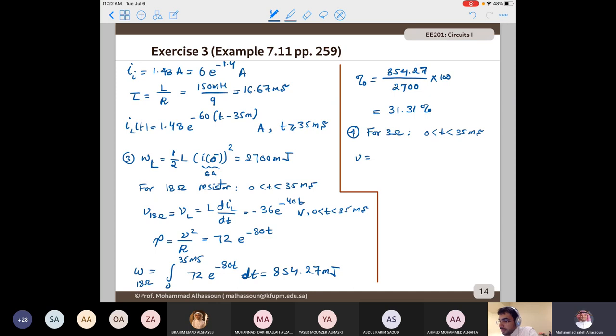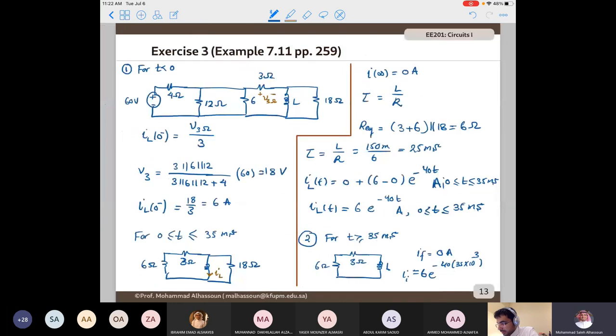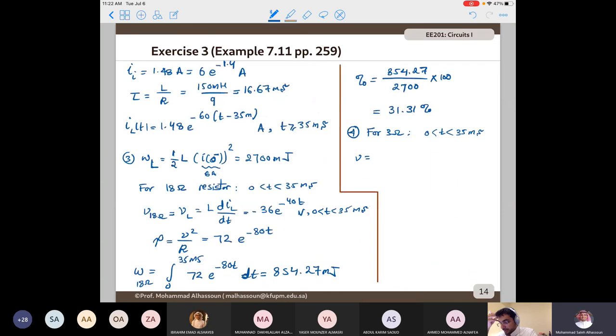So you need to find the voltage here. You know the voltage across the inductor is actually negative 36, which you calculated in the previous part when you found the voltage across the 18 ohm resistor. So you can apply the voltage divider law to find the voltage across the 3 ohm resistor.